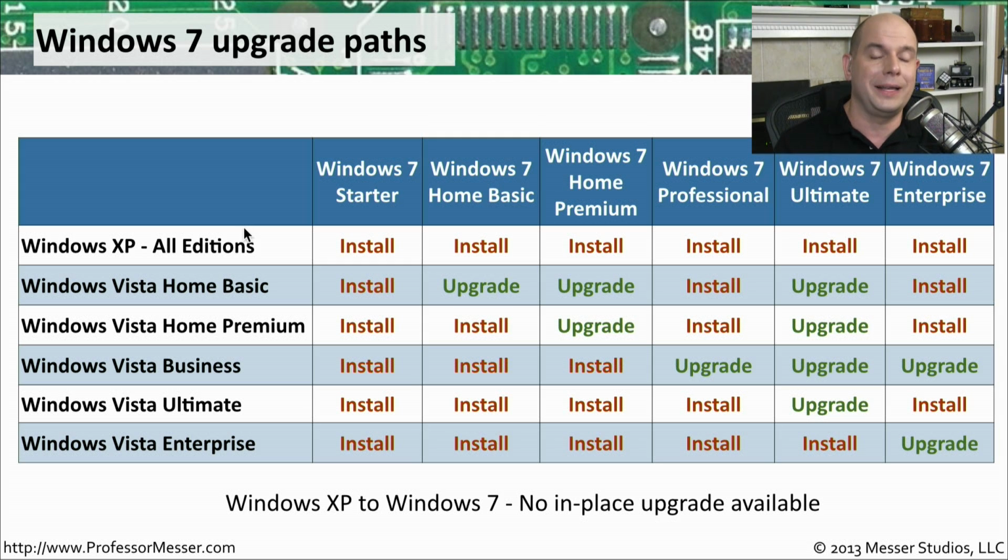If you are really, really into upgrading and you want to do an in-place upgrade, you would need to go from Windows XP to Windows Vista and then Windows Vista to Windows 7. It would be a two-step process, which just sounds painful because it probably is. So notice that from Windows XP to Windows 7, you have to do a clean install every single time. There's no option to do anything else.